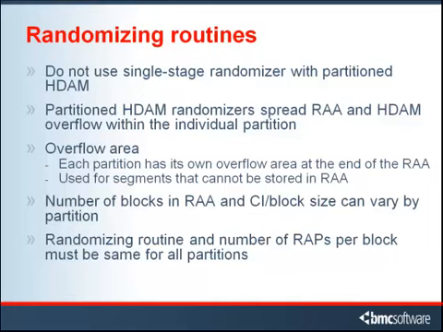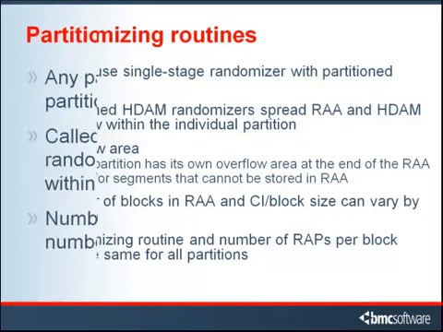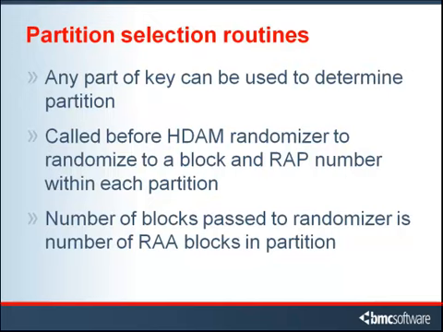The number of blocks in the root addressable area and the CI block size can be different in each partition. However, the randomizing routine and the number of wraps per block must be the same for all partitions. As an alternative to a two-stage randomizer, you can use a partition selection routine to select one or more partitions.